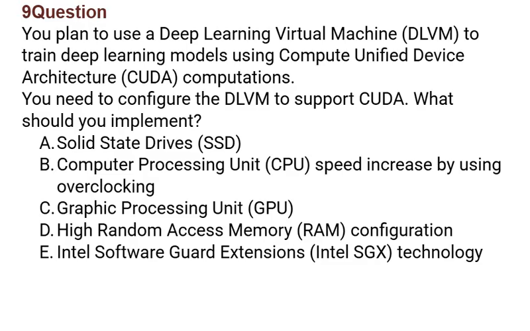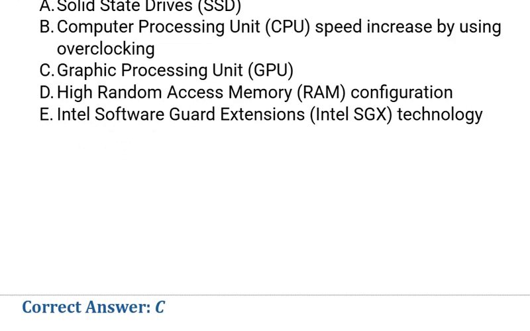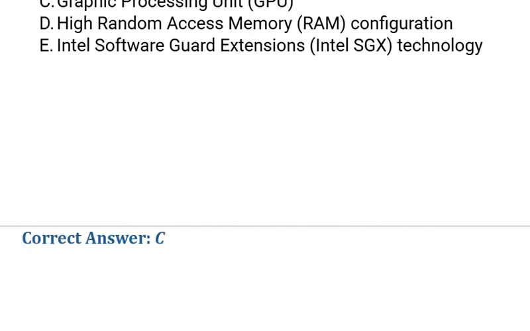Option B. Computer processing unit CPU speed increase by using overclocking. Option C. Graphic processing unit GPU. Option D. High random access memory RAM configuration. Option E. Intel software guard extensions Intel SGX technology. Correct answer is option C.